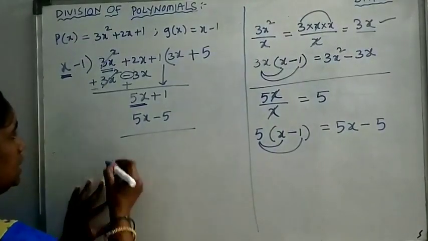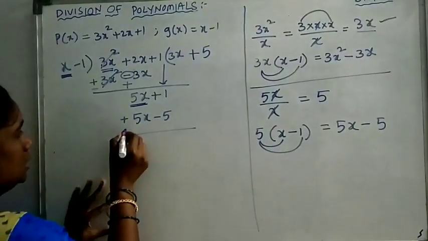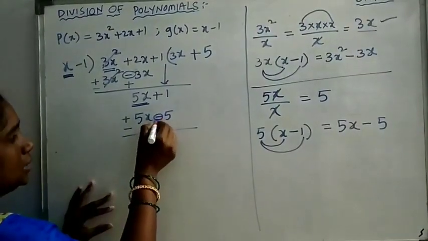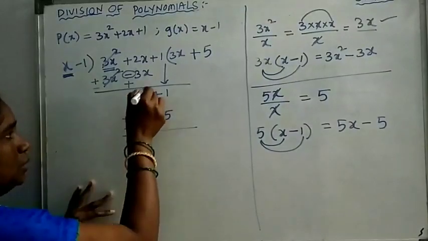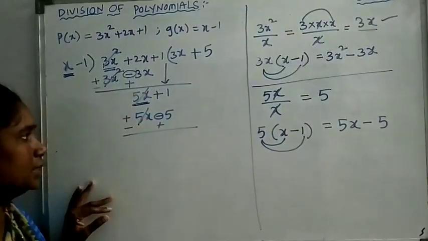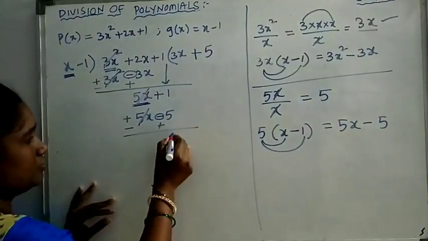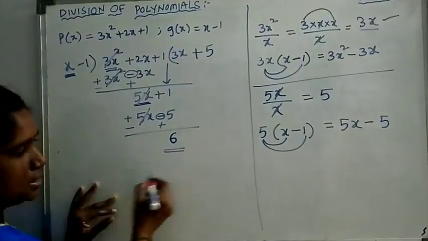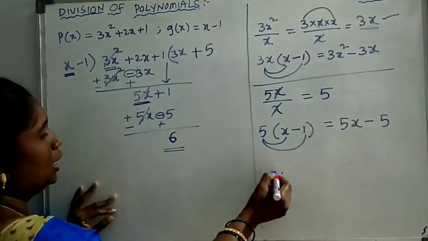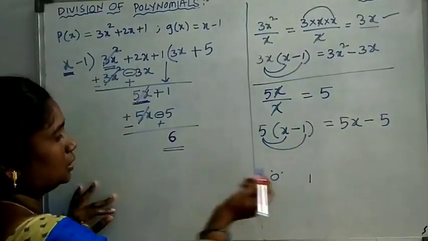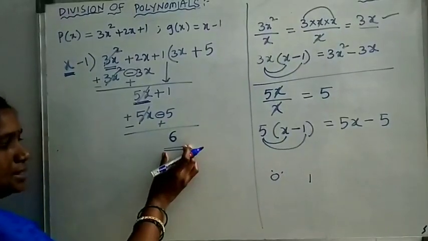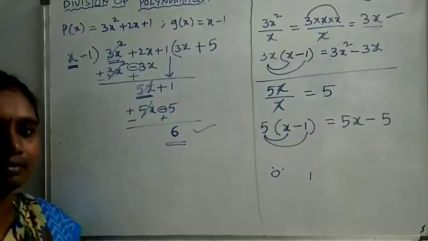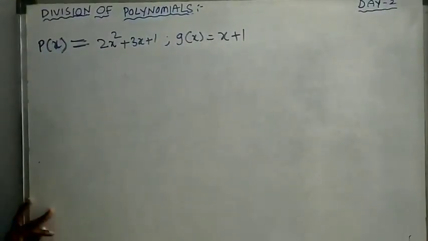How to subtract this, children? Again signs will be changed. Here nothing is there, that means plus is there. Plus will become minus and this minus will become plus. Plus 5x and minus 5x getting cancelled. Plus 1 and plus 5, it is 6. Now the division is completed because degree of 6 is 0 and degree of divisor is 1. So degree of remainder is less than the degree of divisor. The division is completed.